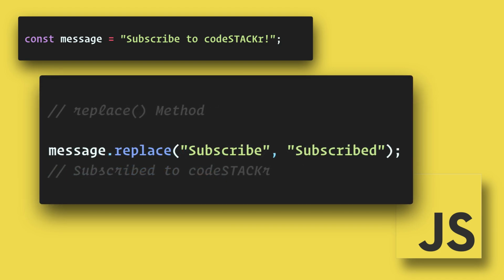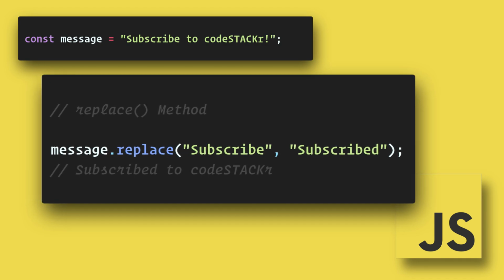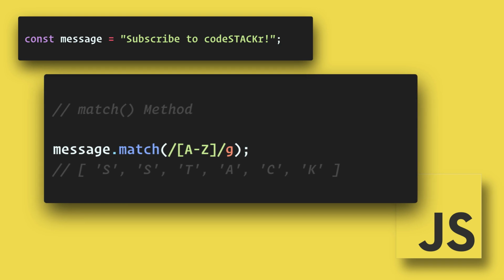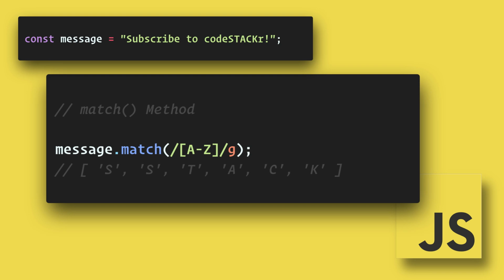The replace method takes two parameters. The first is the string you are looking for, and the second is the string that will replace the first. With the match method, we can return an array based on a regular expression. Here we are returning all of the capital letters in the string.